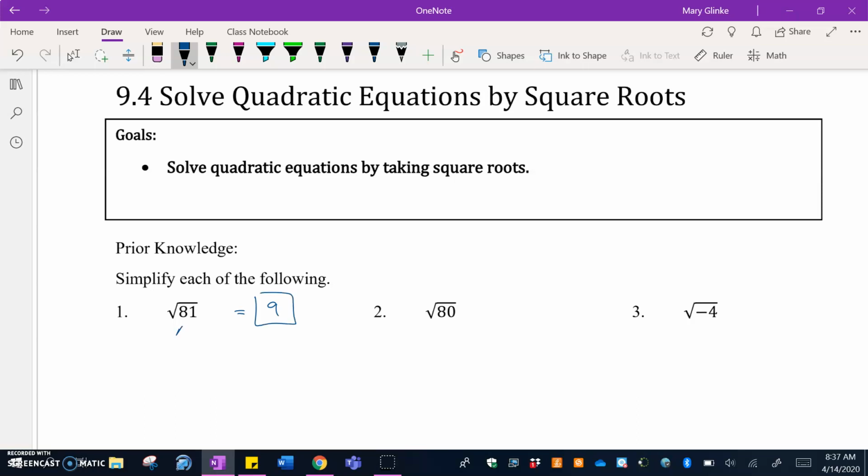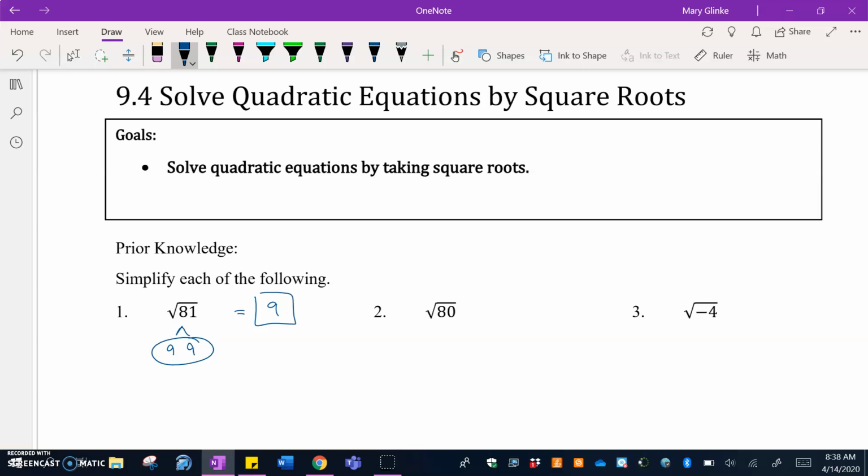The reason is that if you wanted to break it down and look for number pairs, there's a pair of 9s we can bring out. Or if you automatically know the square root, there's nothing wrong with just writing down the answer too. That's totally fine. For number 2, the square root of 80 is not another one where we can just say the answer.